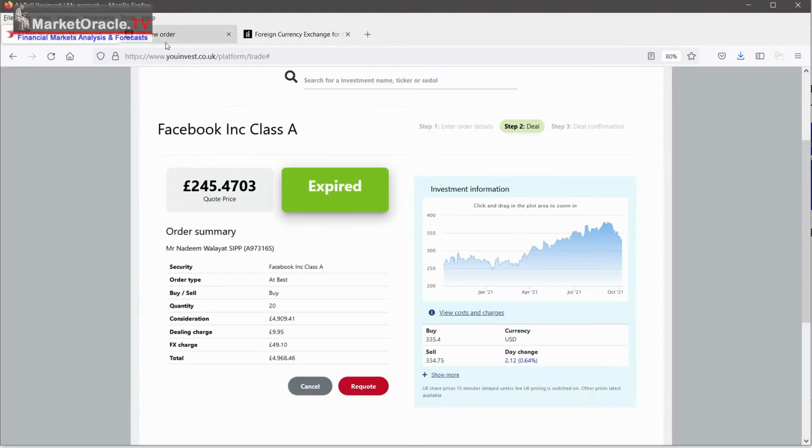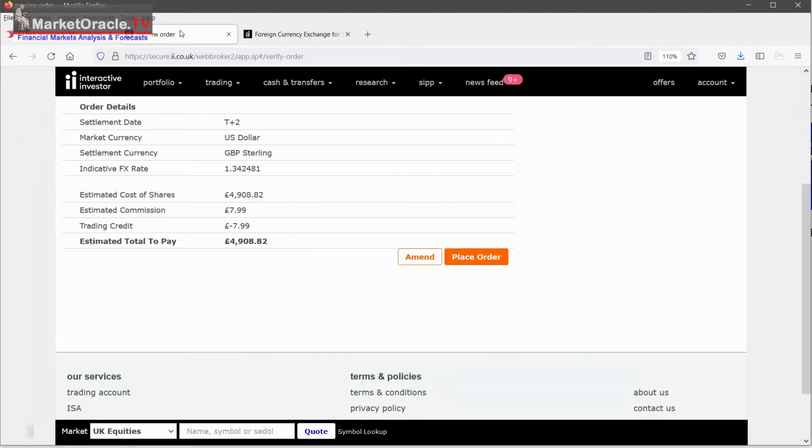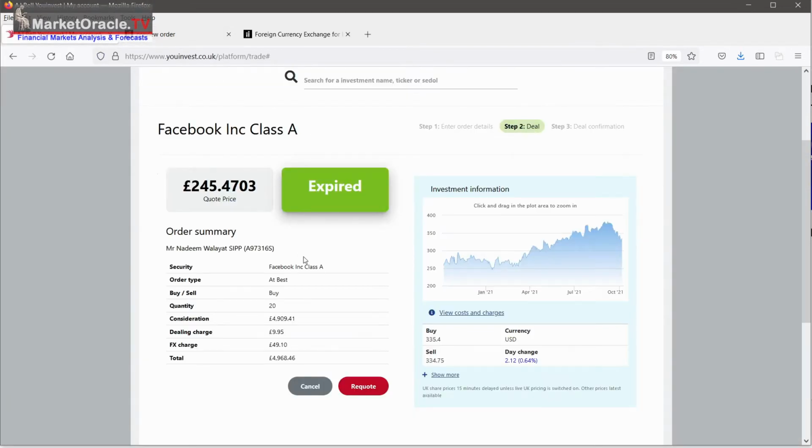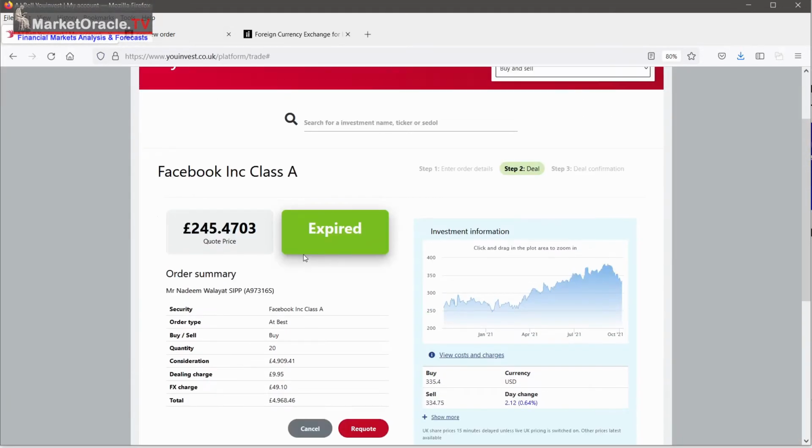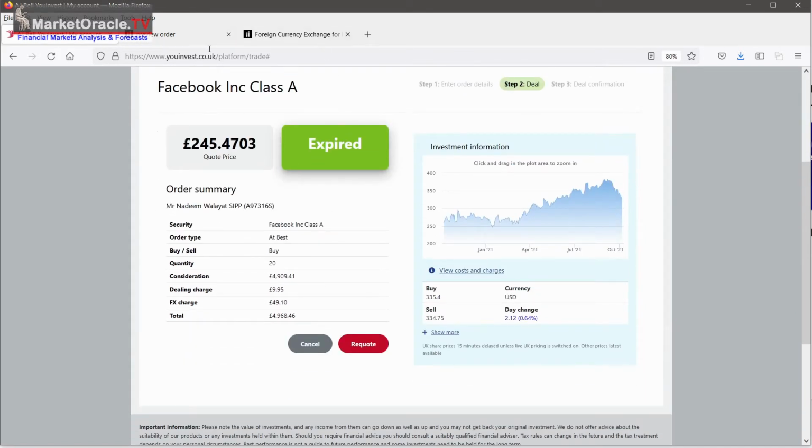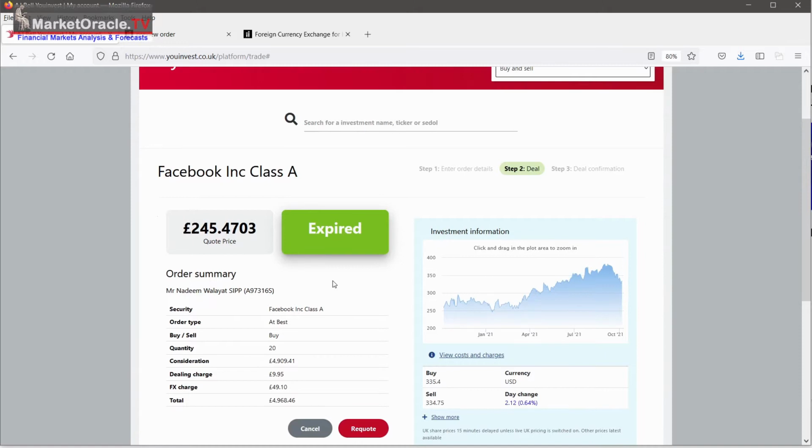I'm going to send them a note. I'll say, your platform sucks, it's 20 years out of date. You need to allow people to hold dollars in their SIPP, or else I'm going to move mine to II, Interactive Investor. And you need to allow limit orders on US stocks.